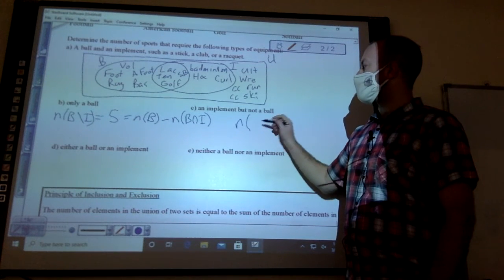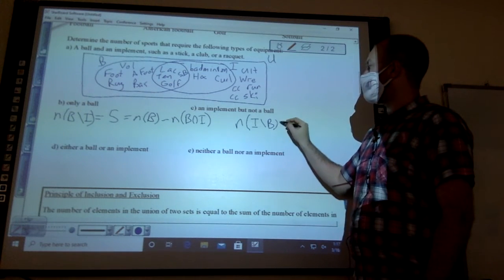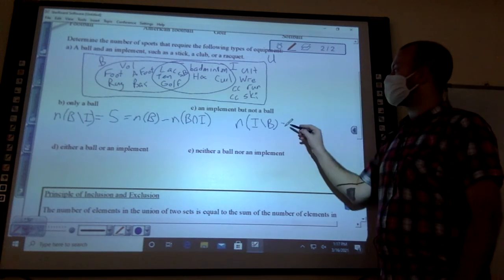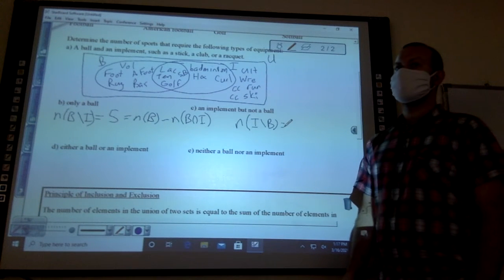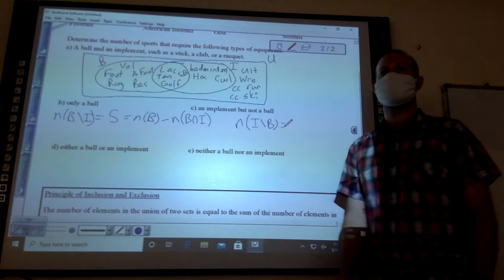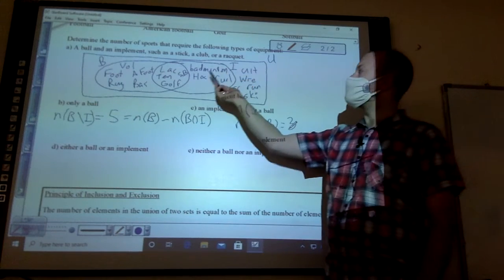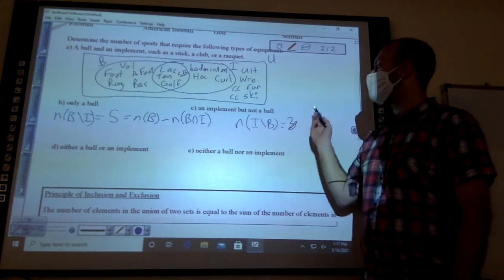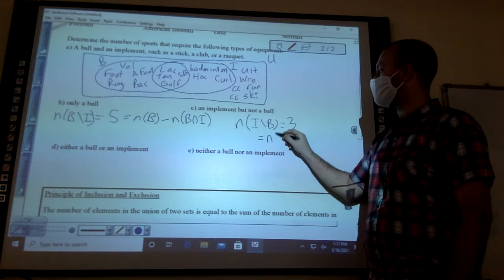So let's try this again. So number that's implement, but not a ball. So again, we can look at our diagram, and how many do we got? How many have an implement, but not a ball? 3. Badminton, hockey, curling.